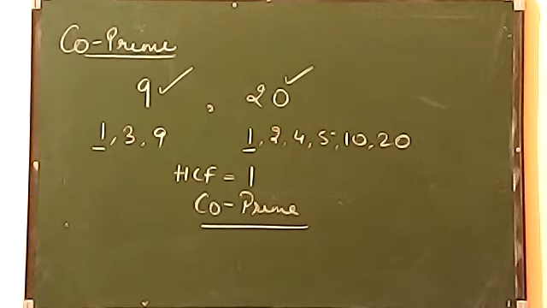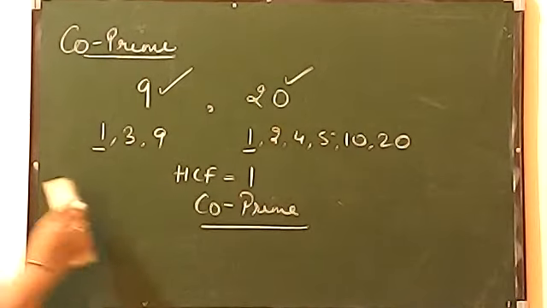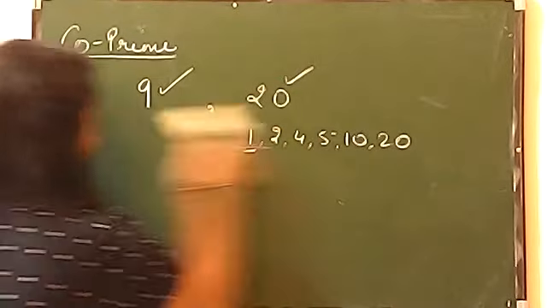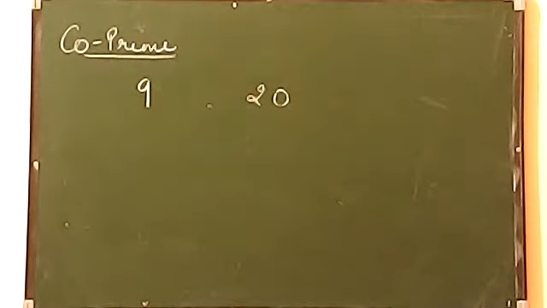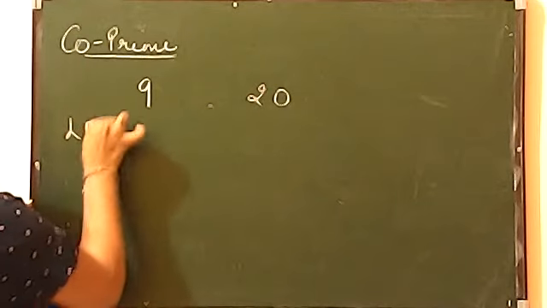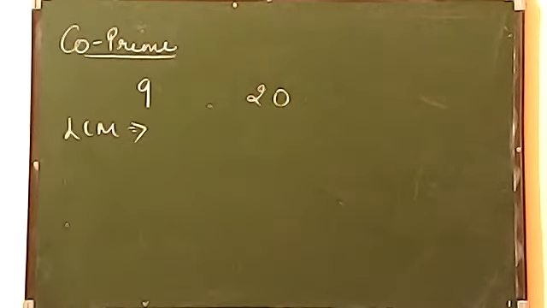Now I want to discuss one very important property related to co-prime numbers, that is what comes in the LCM. Can you all find the LCM of 9 and 20 together and tell me what the answer will be? Please find it out, beta, faster. Beta, I would request you to please solve.